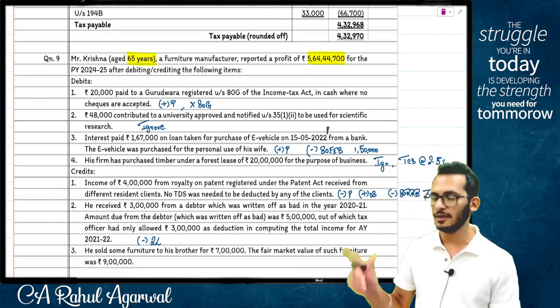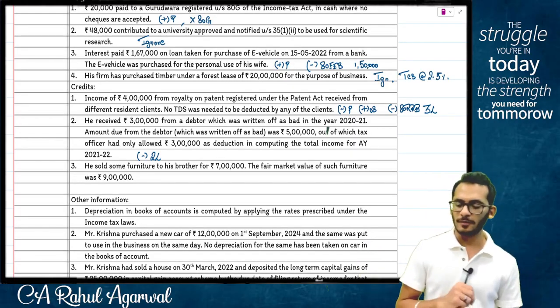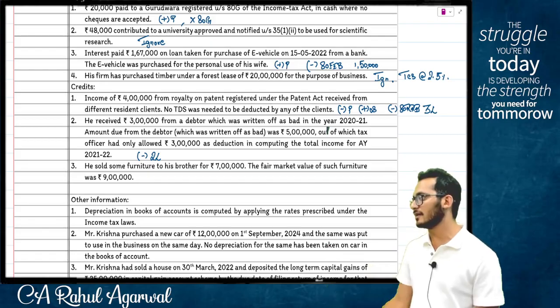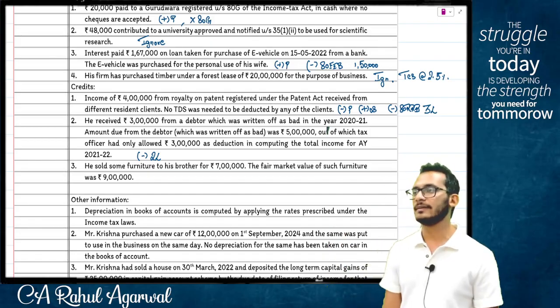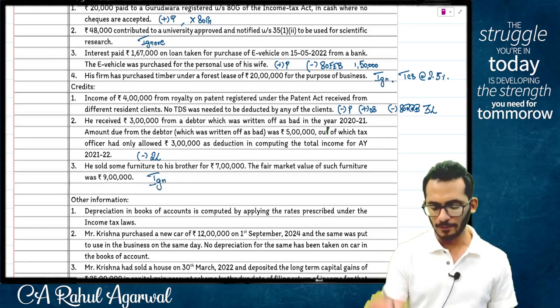Pay attention to this one. I am assuming most of you made a mistake here. Careful. He sold some furniture to his brother for 7 lakh rupees. Fair market value of the furniture is 9 lakhs. I sold something to my brother for 7, which I should have sold for 9. Income tax will say ignore. Why, people?